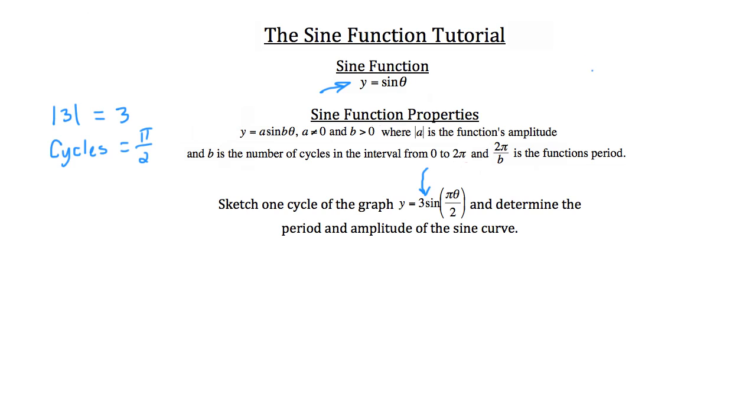And 2 pi over b is the function's period, and b is pi over 2, so 2 pi over pi over 2 is the function's period. We can't have a fraction in the denominator here, so I'm going to multiply by its reciprocal, which is 2 over pi. And this is going to change to 1 now. So we have 2 pi over 1 times 2 over pi. Our pi's are going to cancel. We're going to get a period of 4 units. So our period over here is equal to 4 units. So now I can go ahead and graph this figure, since I know its amplitude, its cycles, and its period.